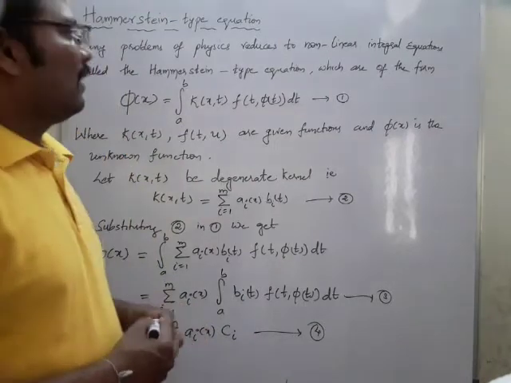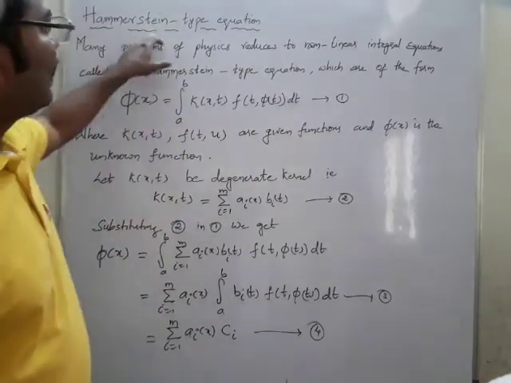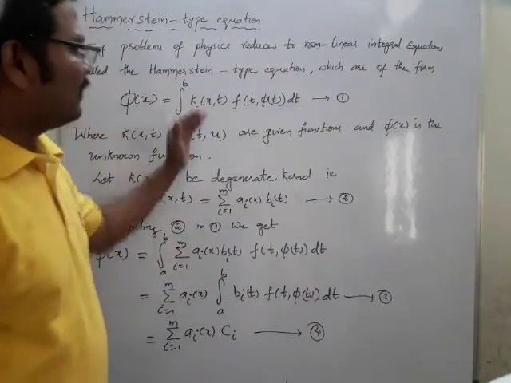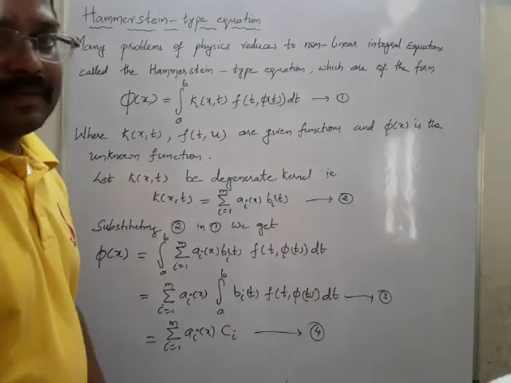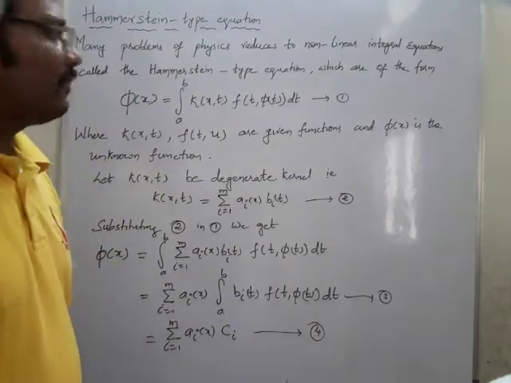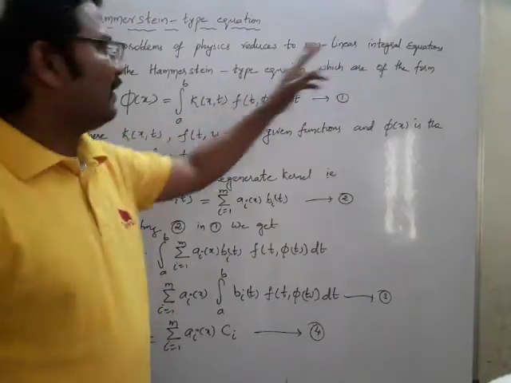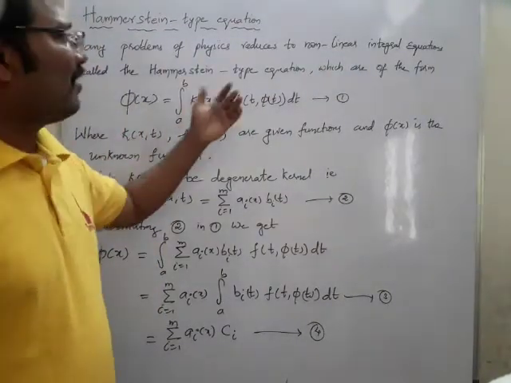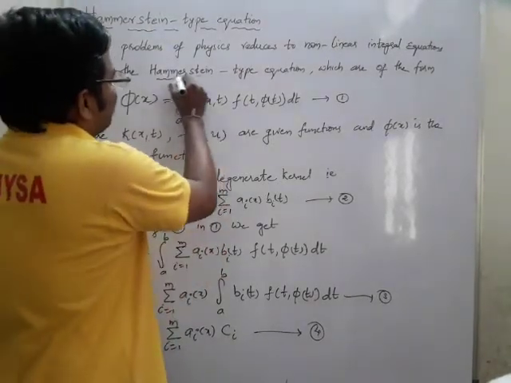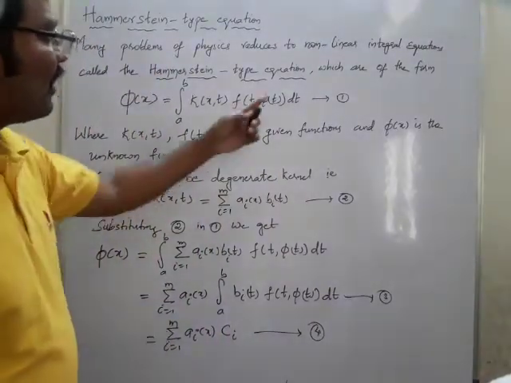Dear students, today we are going to discuss the Hammerstein type equation. In the integral equations, this is another type of integral equation. How to solve this equation, that we'll see now. Many problems in physics may be reduced into a linear integral equation, which, when reduced to a non-linear integral equation, is called a Hammerstein type equation.